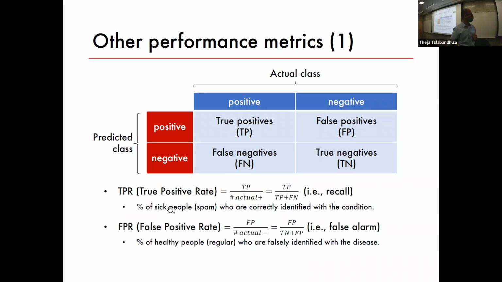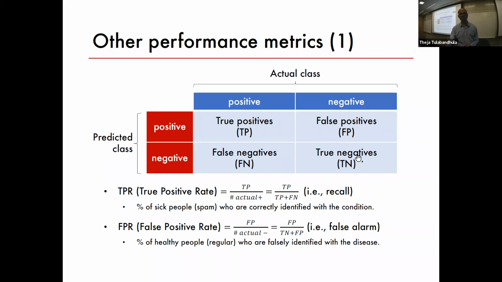So basically, it's the number of positive class, sick people or spam, who are correctly identified with that condition. So it's just this focus on the left column. Okay. And false positive rate is exactly the opposite.